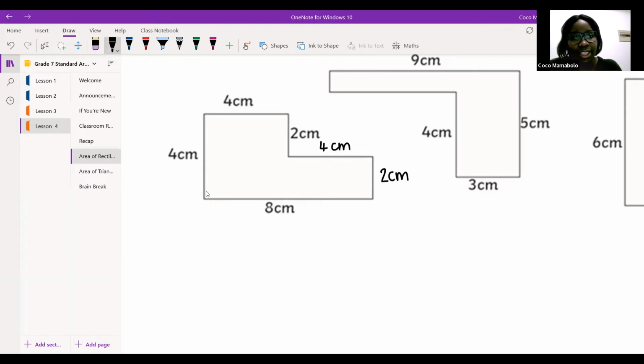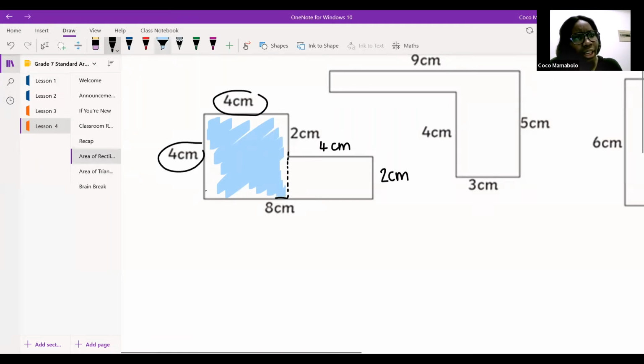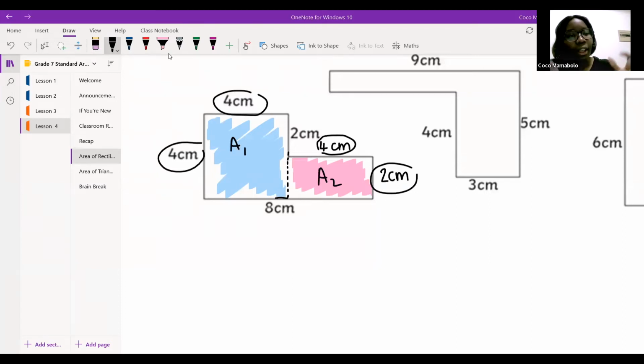All right, guys, so you can split this shape like that. Okay, and now if I split this into one rectangle over here, this rectangle is going to be 4 centimeters by 4 centimeters. And I know you guys can calculate the area of that. And then I've got this tiny rectangle over here, and the dimensions for this one are 4 centimeters by 2 centimeters. So let's call this one A1, area 1, and area 2. I'm going to calculate the areas separately, and then I'm going to add them together.